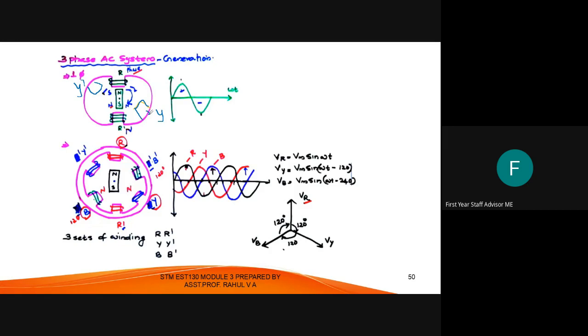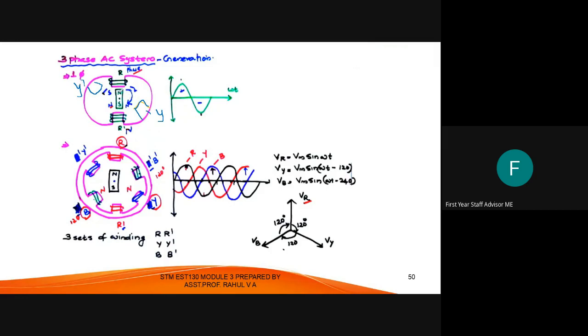Adding one more winding does not make a difference here. Faraday's first law will work there, right? What was Faraday's first law? Whenever the magnetic flux linked with a circuit changes, an EMF is induced in the circuit. So since we have one more winding called Y, it is also a coil. One end of this Y is Y and the other end is Y dash.